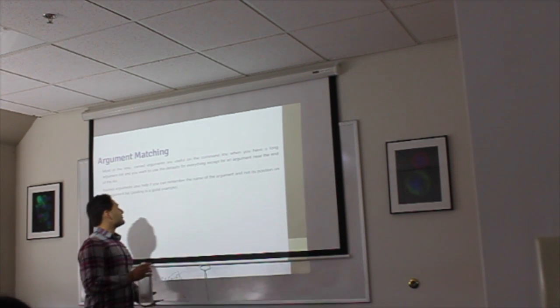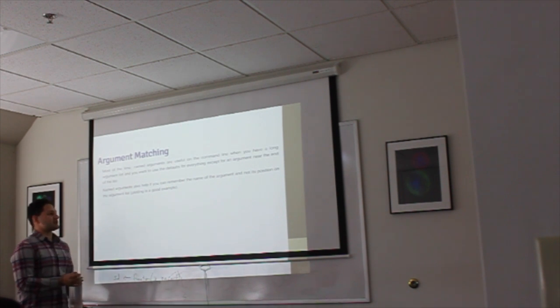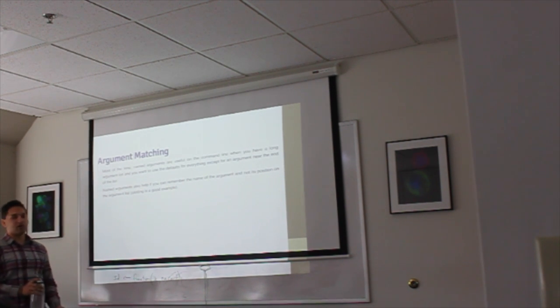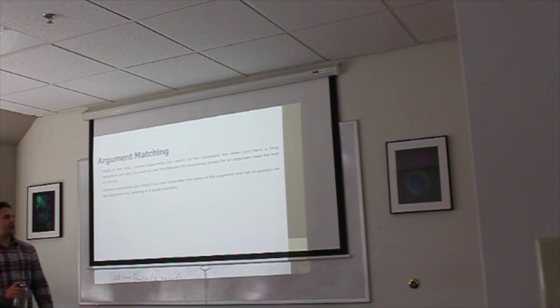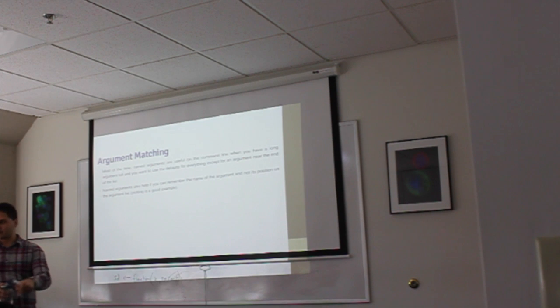Right, so this is basically what I just said. Most of the time, named arguments are useful, especially when you have a long argument list, and you want to use the defaults for everything except for an argument near the end of the list. That's kind of what it was doing with model. So if the only arguments you want to change are towards the end of the list, it's better to just specify them instead of putting a bunch of commas as placeholders and then getting to the right position.